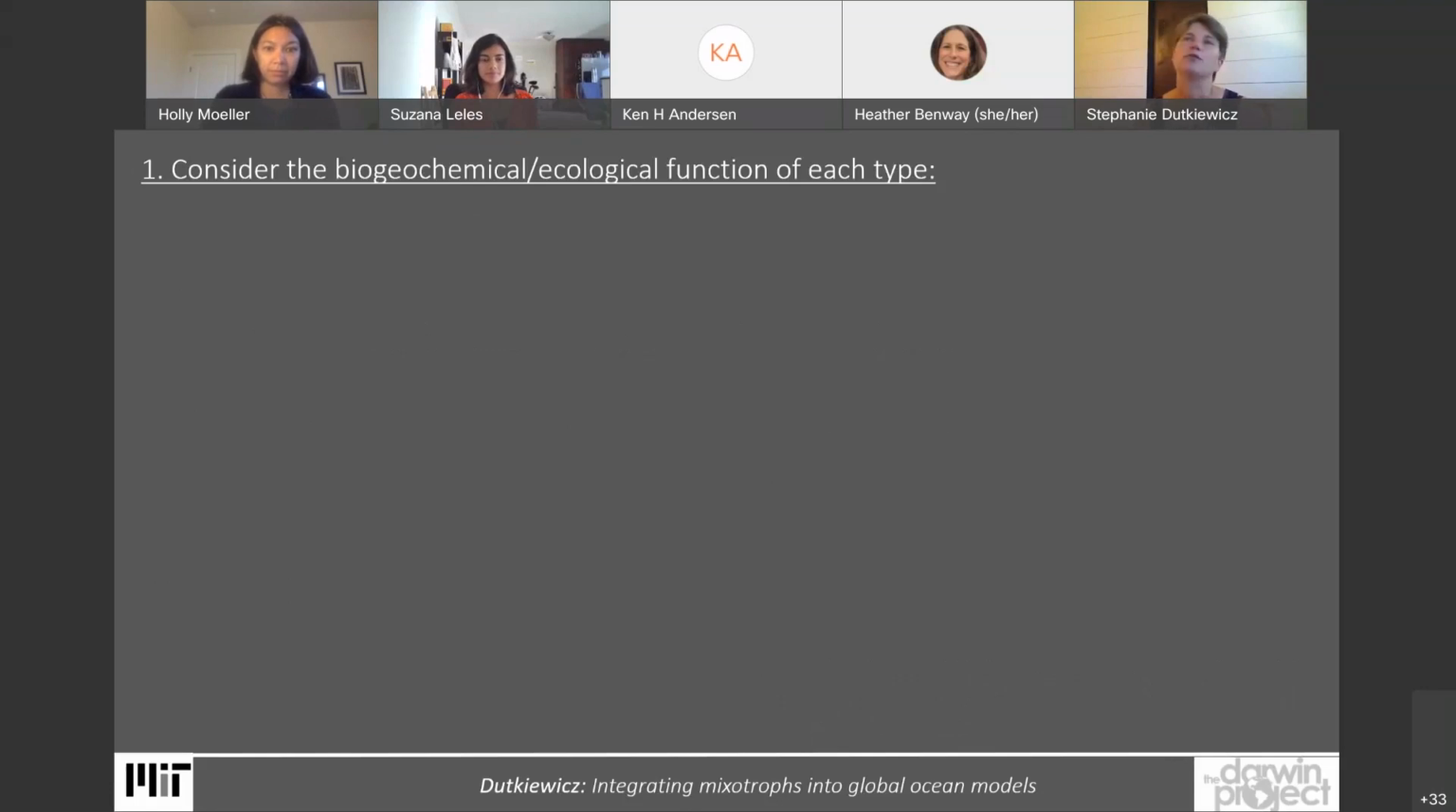So just to finish off the talk, we've developed these models, but what do we use them for? How can they be useful? I'm going to give two little vignettes, neither of which are fully polished, but they can give you an idea of how we can use models like this to explore, in this case, mixotrophy. What is the biogeochemical and ecological function of each of the types of plankton that we've put in the model?